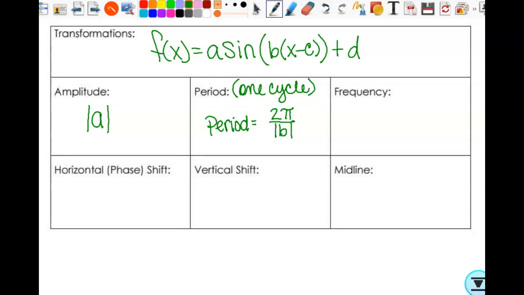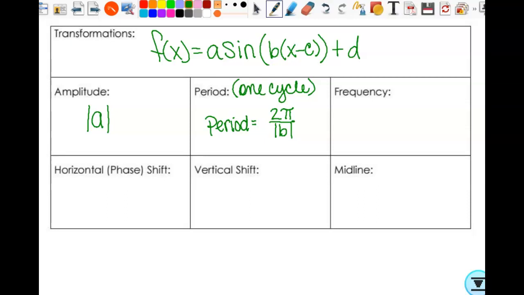So if b was 2, if this was 2 right here, then that would be a horizontal compression, right? It would squish it by 1/2. Well, look what happens here. We'd have 2 pi divided by 2, so our period would now be pi, which means it gets squished because I have to finish the cycle in pi units instead of 2 pi units. So it's the same thing that you're doing. We just have to use 2 pi because it's a trig thing with radians, okay?